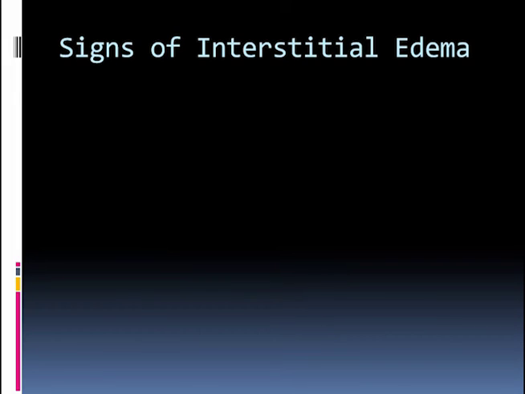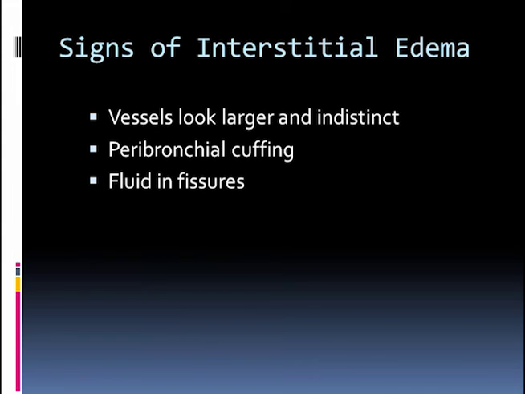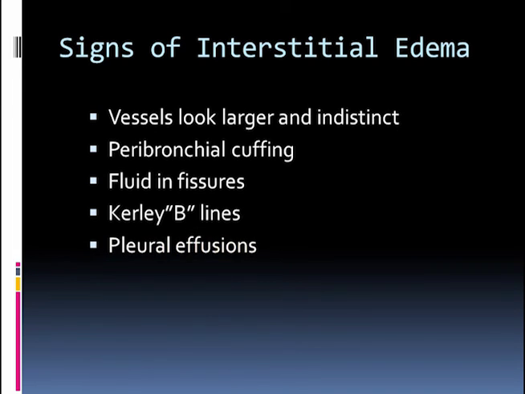So what are some of the signs of interstitial pulmonary edema? First of all, the vessels look larger and they're indistinct. Secondly, there's peribronchial cuffing, which you can see centrally. There's fluid in the fissures. You can often see this. Curly B lines are a feature of interstitial pulmonary edema. Pleural effusions, small ones, are also a feature.